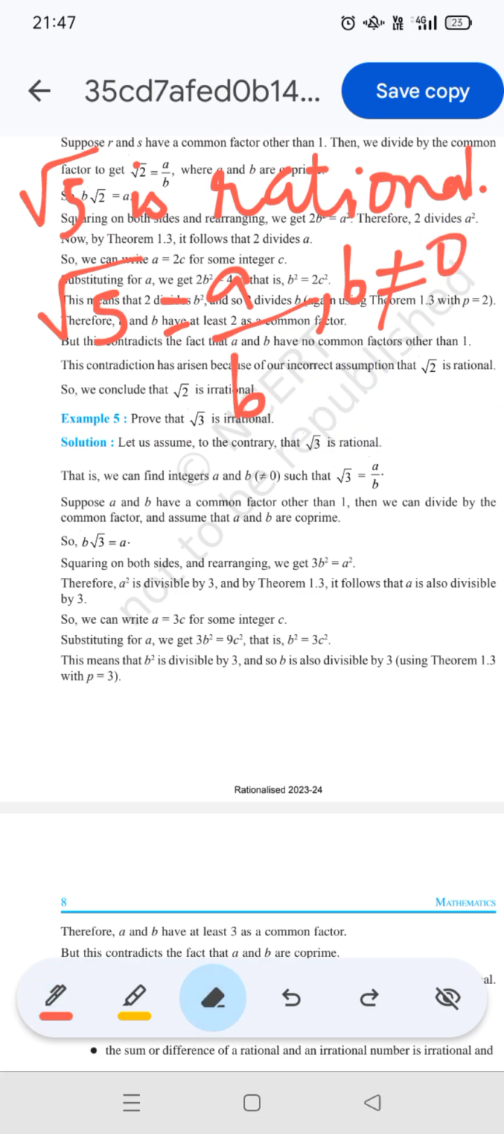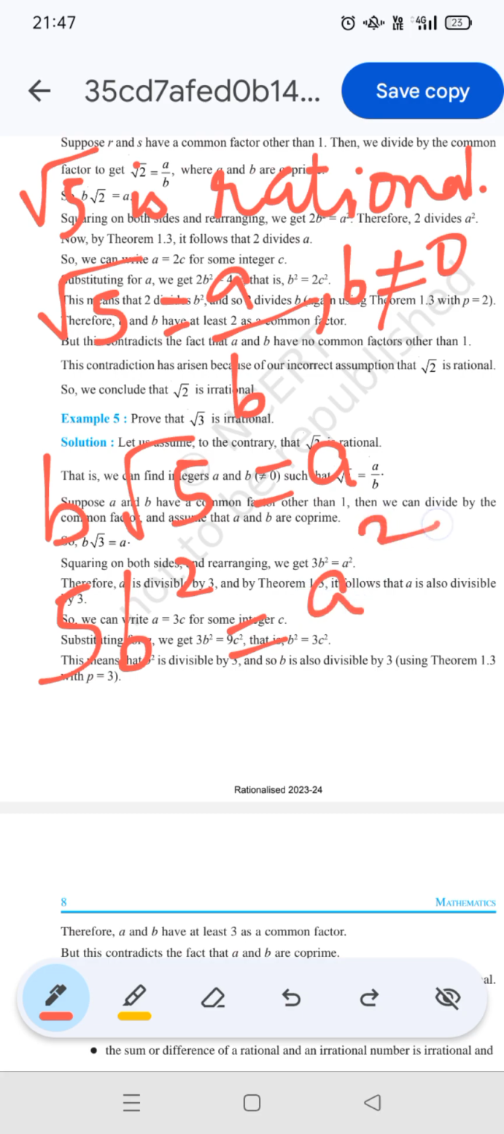Right? Suppose a and b have a common factor other than 1, then we can divide by the common factor and assume that a and b are co-prime. So b root 5 is equal to a. Now squaring on both the sides, we get 5b square equal to a square. Therefore, a square is divisible by 5. If a square is divisible by 5, then a also is divisible by 5.